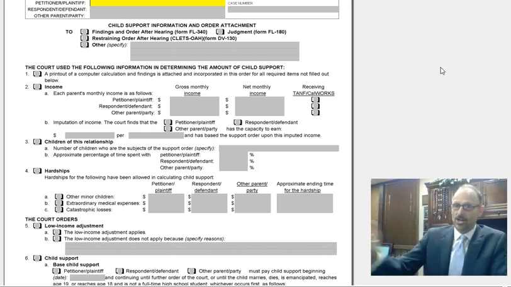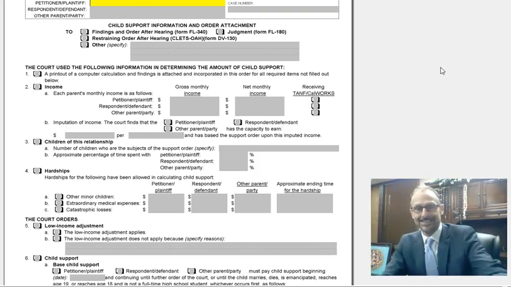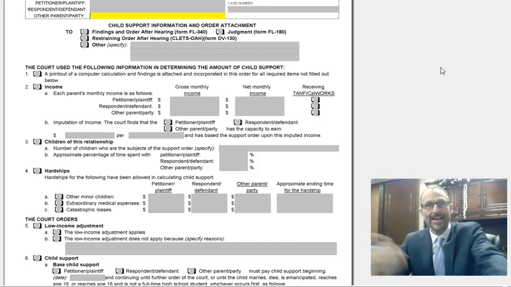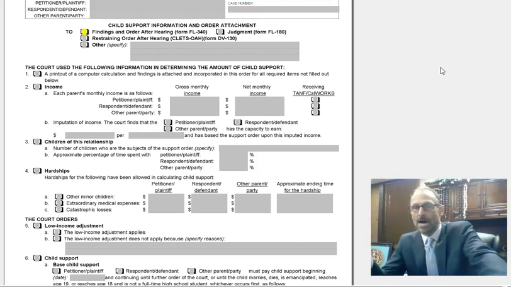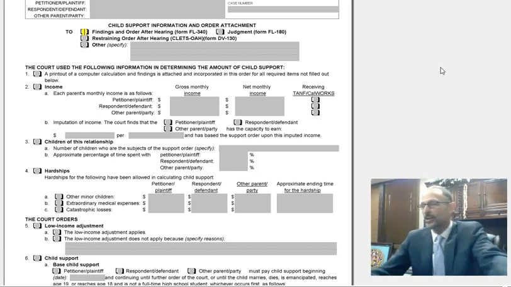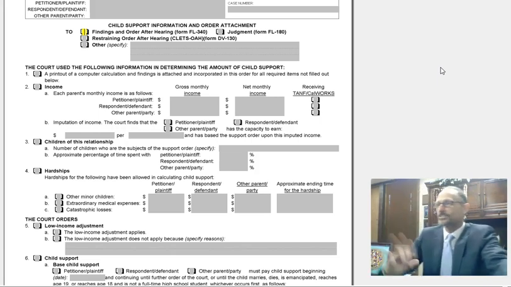So, like all of these forms, list the petitioner's name, the respondent's name, and the case number at the top. Then you're going to mark the box right underneath the title at the top of which form this is attached to. Judgment, findings and order after hearing. It could be other, and it could be a request for orders, whatever it's attached to.